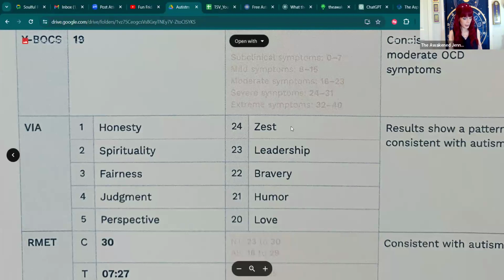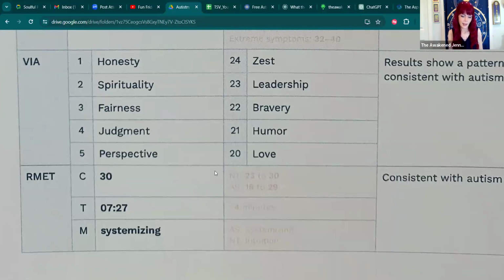And then low zest, leadership, teamwork, and social intelligence. So some of the top ones show up in that too. The RMET had you looking at just eyes, and then it would give you options. It was multiple choice, but it gave you options of what is the emotion of these eyes. And it was testing you in multiple ways. One, how many of those did you get correct? Two, how long did it take you to do the test? And three, what was your process of getting to the correct answer?